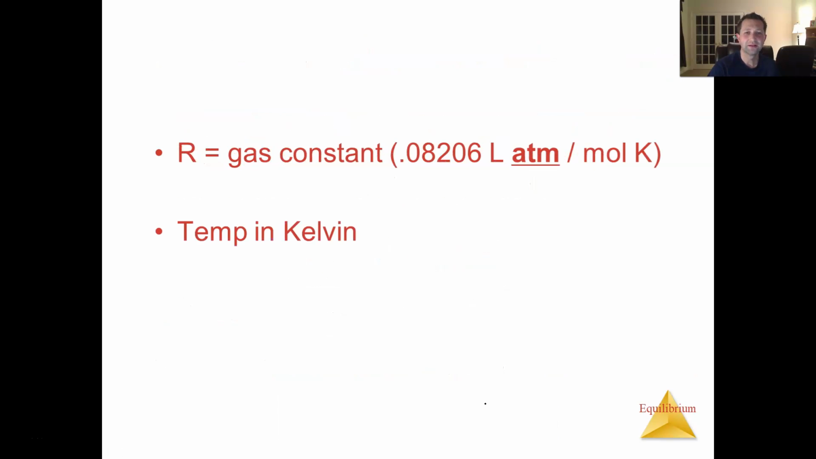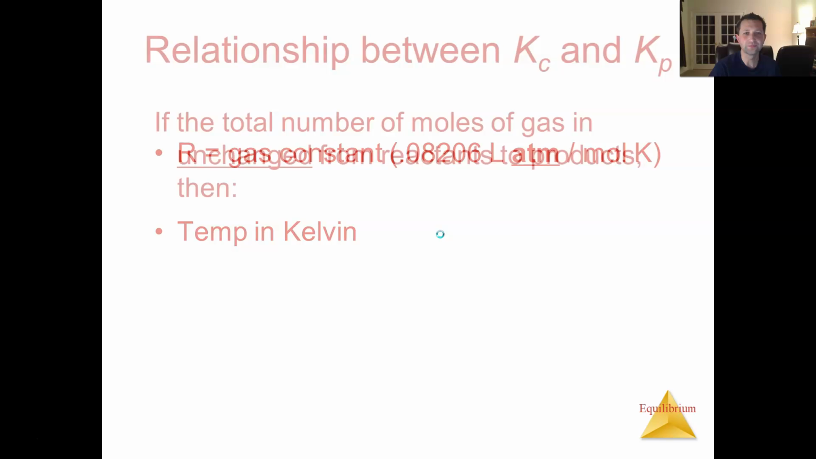Okay, so the R value is 0.08206 liter atmosphere per mole Kelvin. Notice that is in atmospheres. So our pressures should be in atmospheres in this equation, not in millimeters of mercury or torr or pascals or something, because we're using the R value for atmospheres. Temperature in Kelvin, like usual, we're good to go.